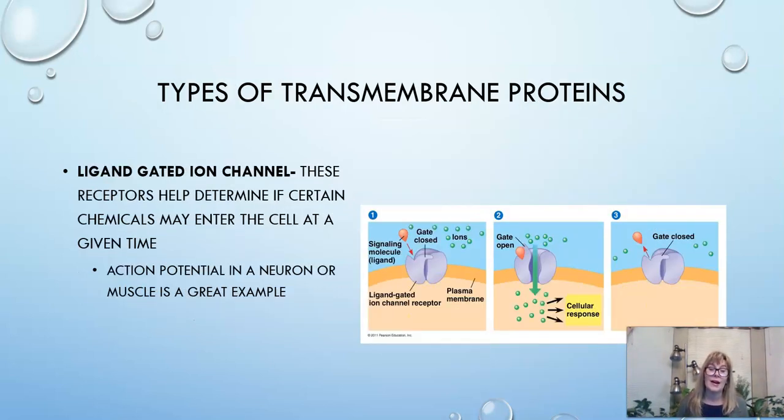So ligand-gated ion channels, we're going to talk about these a couple different ways. They help determine if a certain chemical can enter the cell at any given time. They're incredibly important in action potential in a neuron or in a muscle.